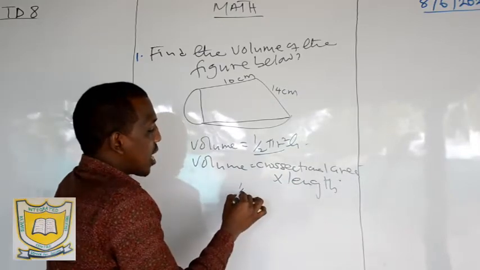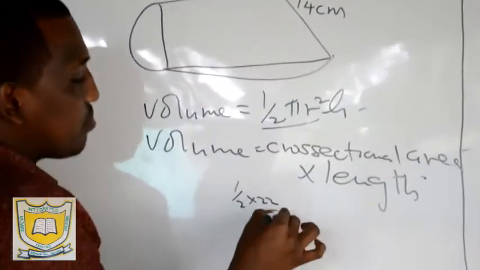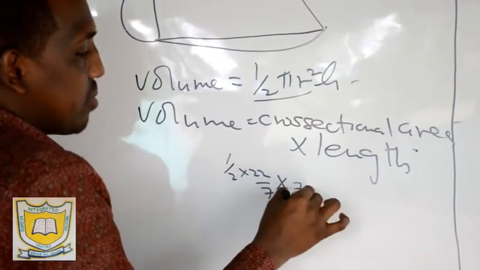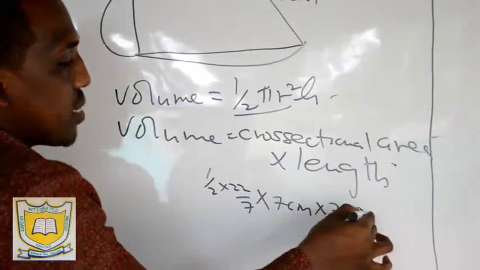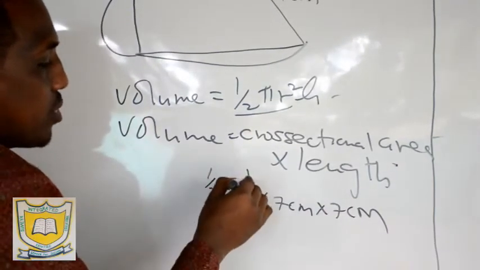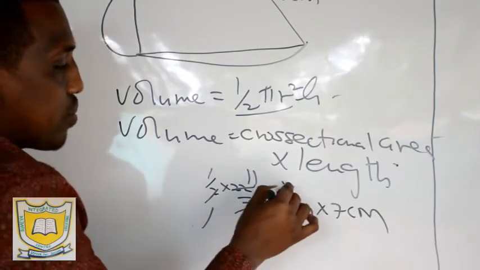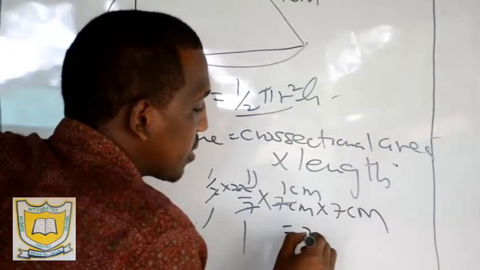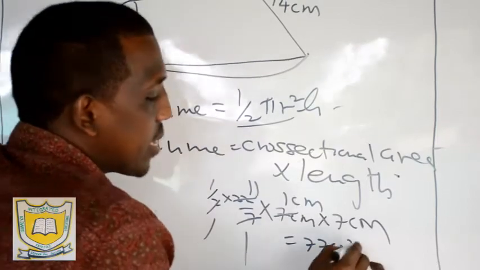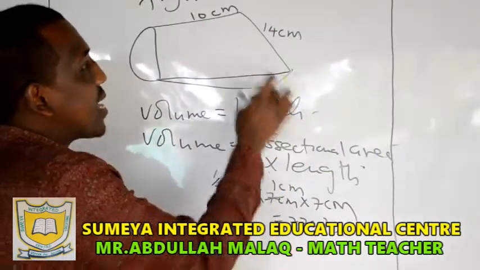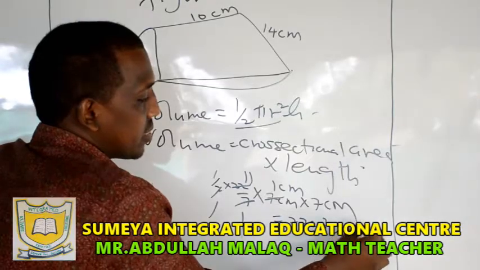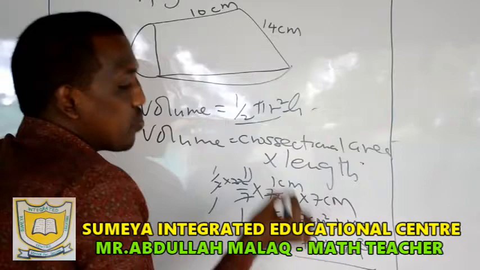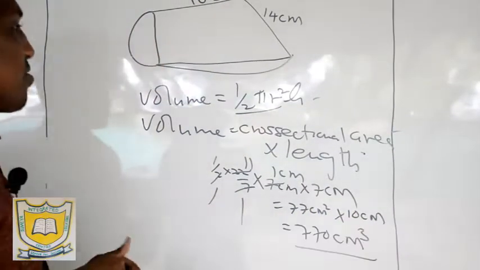They are the same. So a half times 22 over 7 times the radius, 7 centimeter squared. 7 by 2, 1 by 2, 11 by 7, 1 by 7, 1 centimeter. So 11 times 1 times 7, you get 77 centimeter squared. Times the length, now the height, which is 10 centimeter, which is equal to 770 centimeter cube. That's how we get the volume of that figure.